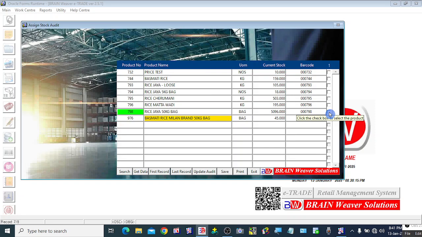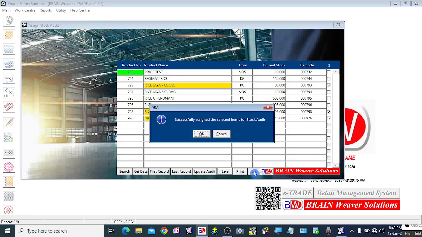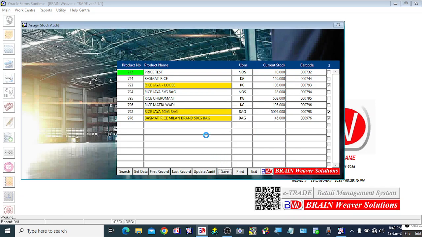The second item also I am including in the emergency stock audit. One more product I am including. So these are the three products I wish to conduct an emergency stock audit on. Once the selection is completed, on the top side you can see how many products you have chosen. 3 products we have selected. After the selection, click on the save button to save these products into emergency stock audit.